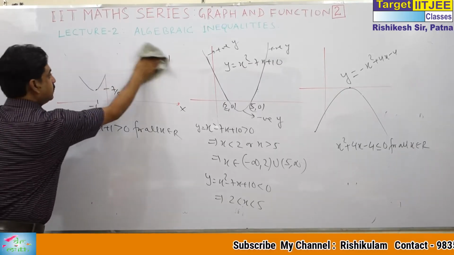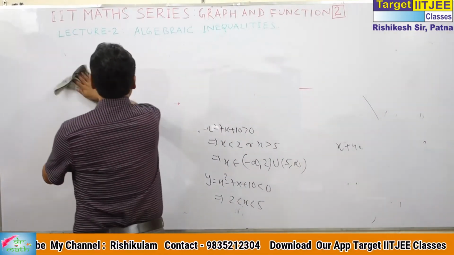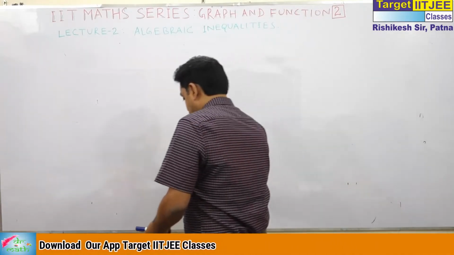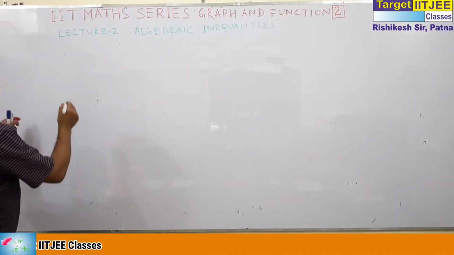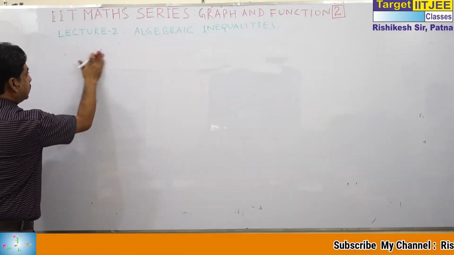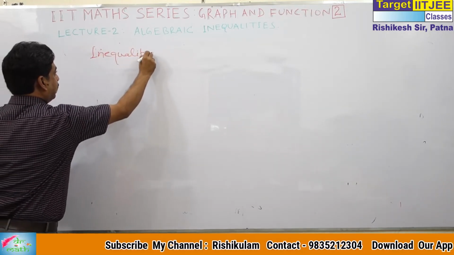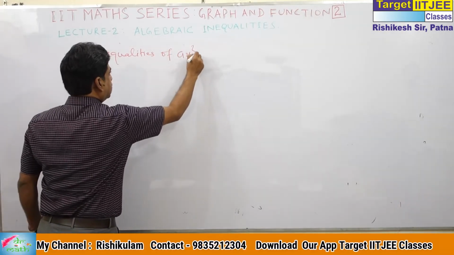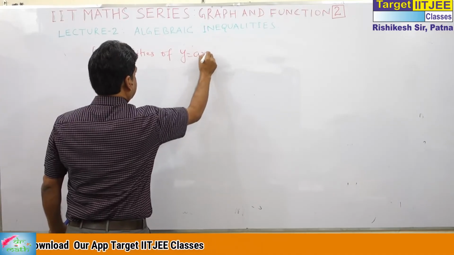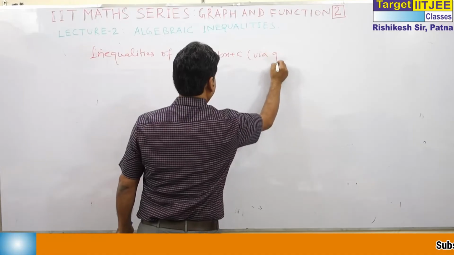May I erase this one? Okay. There are 6 types of function of quadratic. I would like to deal with graph and inequality. You can say inequalities of y is equal to ax square plus bx plus c, and you can also recall it via graph.